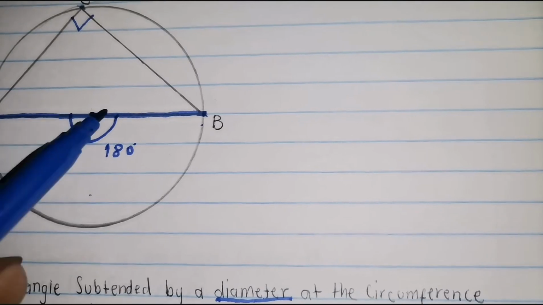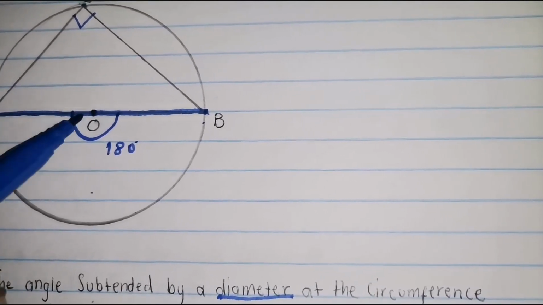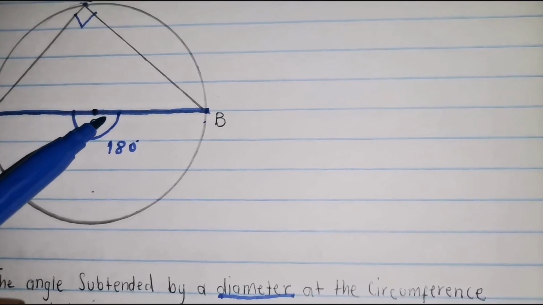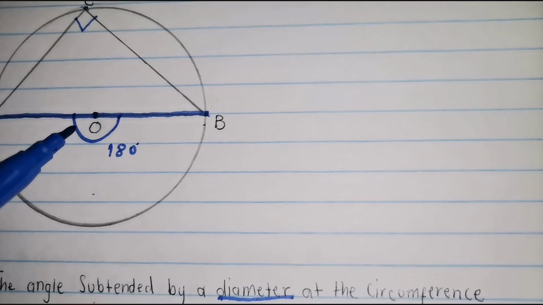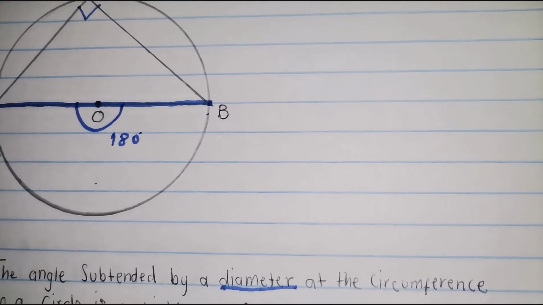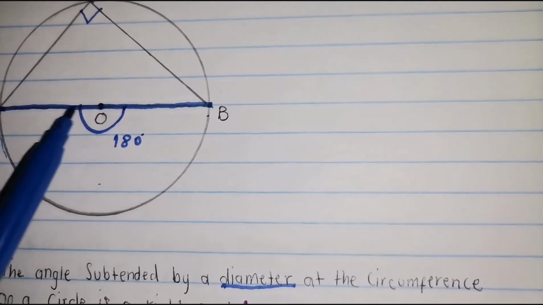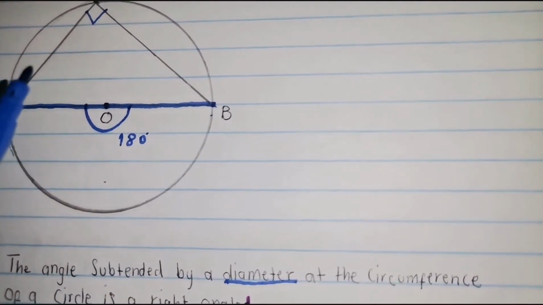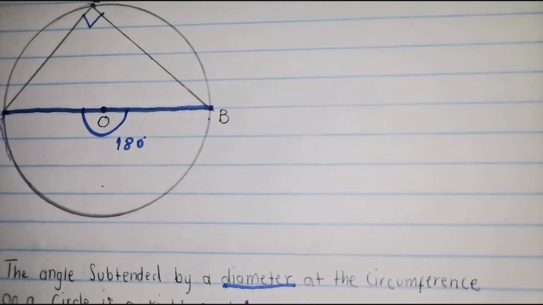So it can be O1 or O2. You can have two angles at the center. You can say O1, there is O1 and O2 at the center. Those two angles, they sum up to 180 degrees because they're on a straight line. I hope you understand. So theorem number 3 is that if you have a diameter, that diameter will make an angle equated to 90 degree angle.